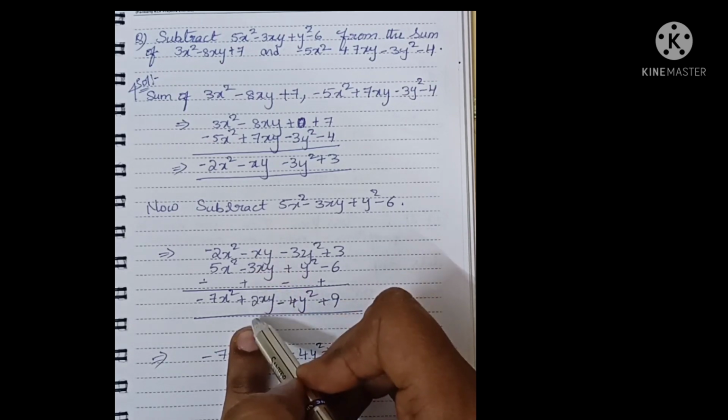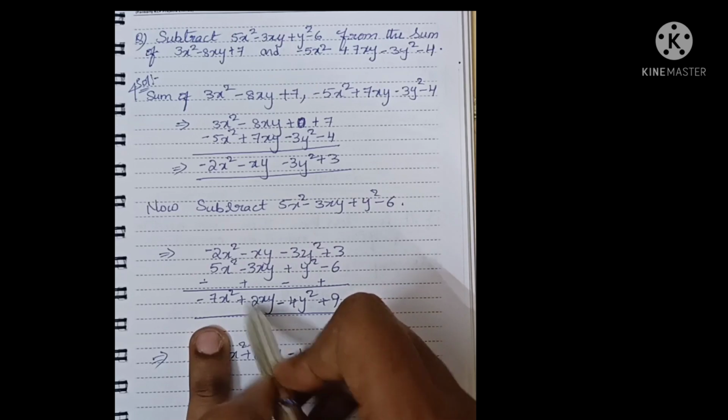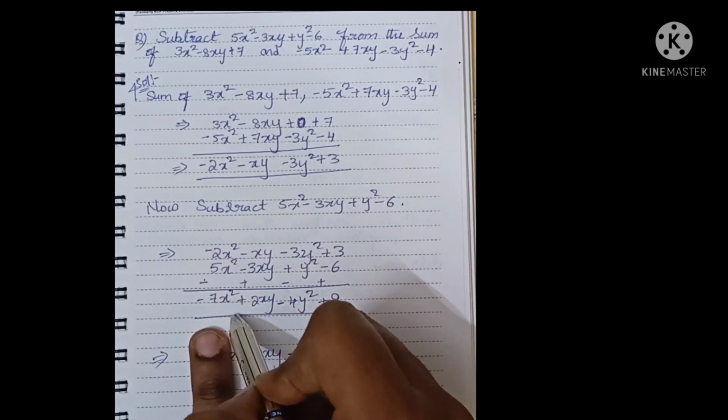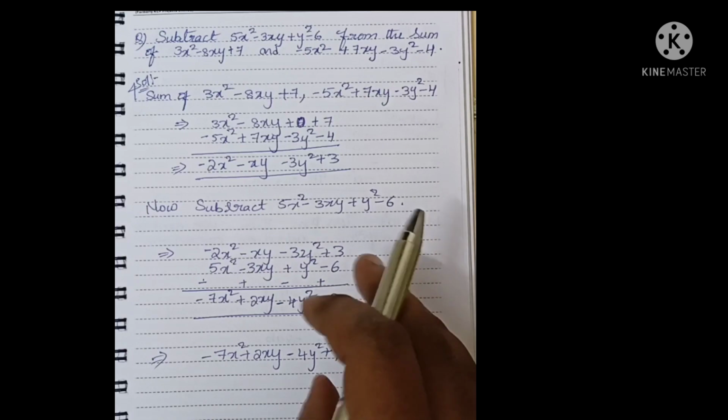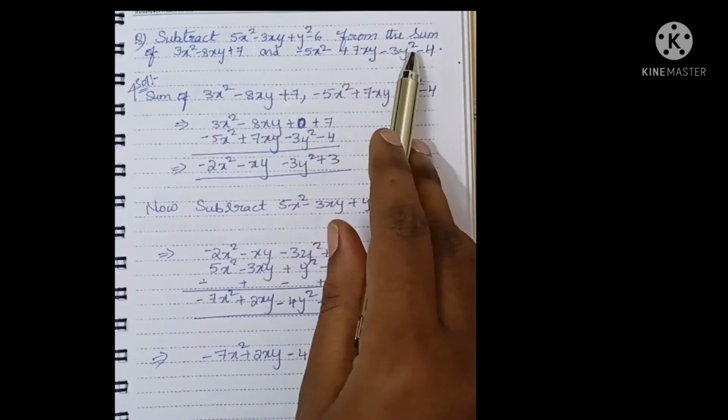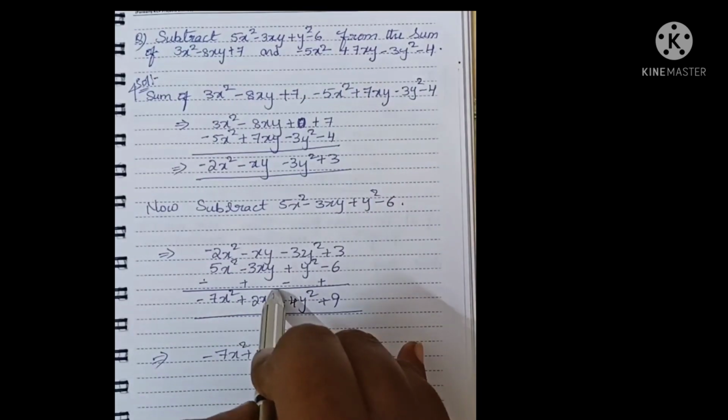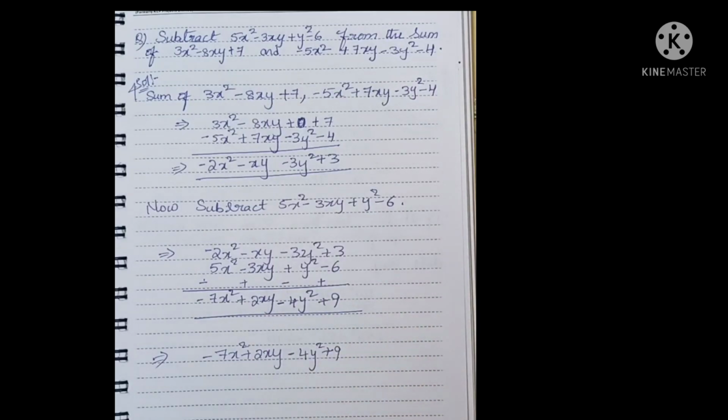Minus 1 plus 3 is 2, minus 2 minus 5 is minus 7. So the equation is minus 7x square plus 2xy minus 4y square plus 9. And to solve these questions, first we need to understand the question and then go with the step-by-step process.